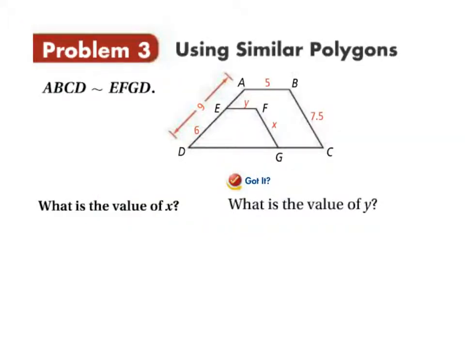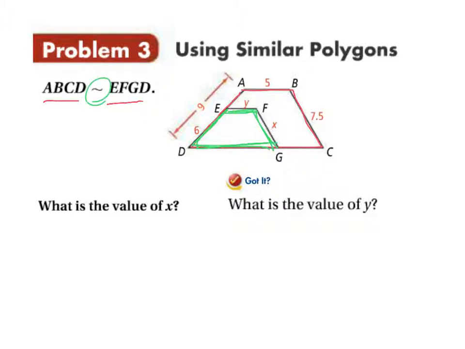All right, let's make this a little bit fancier. I'm going to put one trapezoid inside of another trapezoid, and you're going to compare. So you're looking at A, B, C, D, which is the big trapezoid, and you're comparing it to E, F, G, D. It's oriented the same, just one got bigger. And so we know that they are similar because it says right here that they're similar.